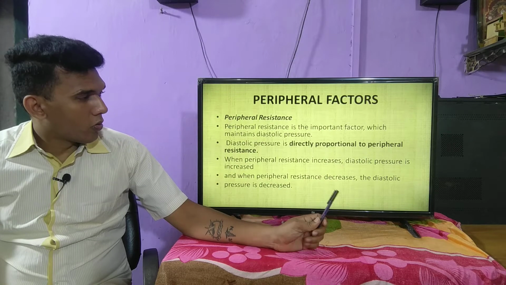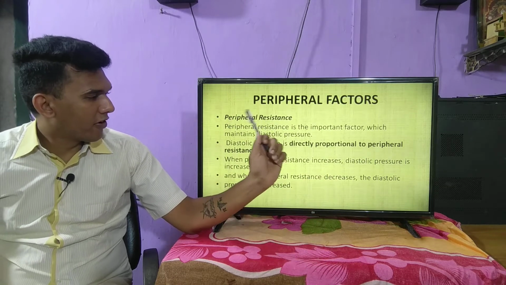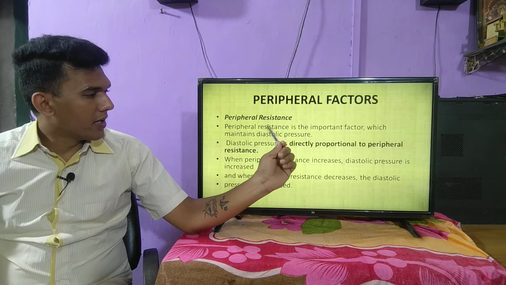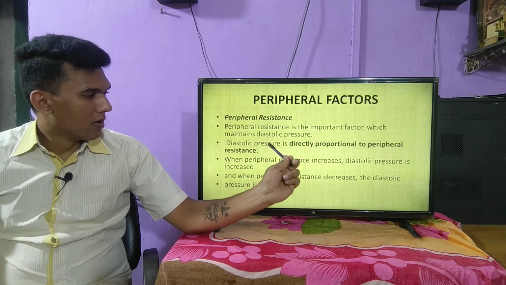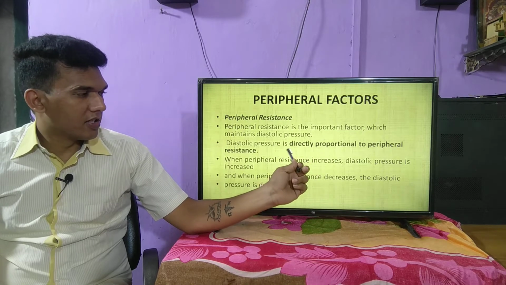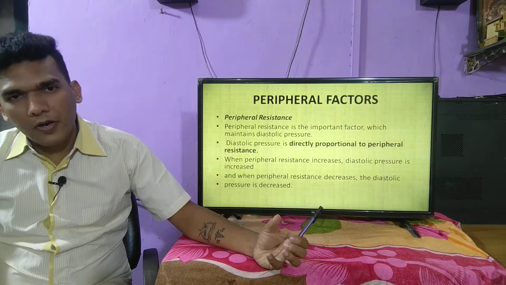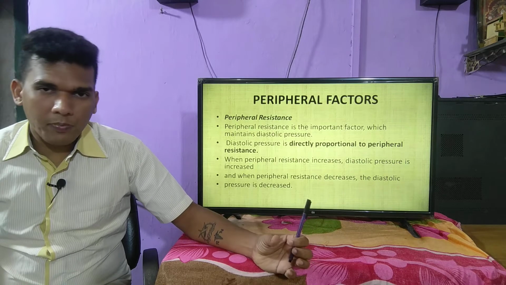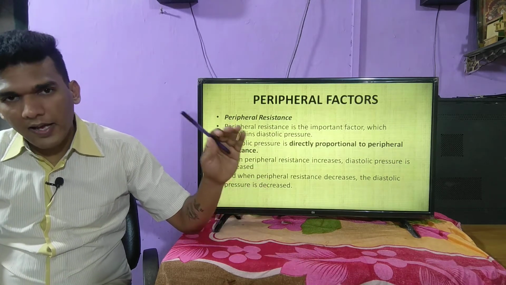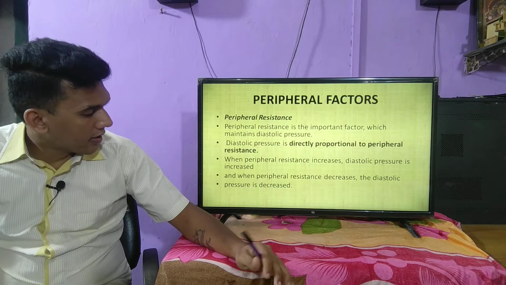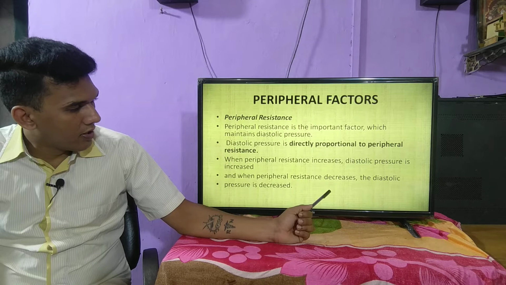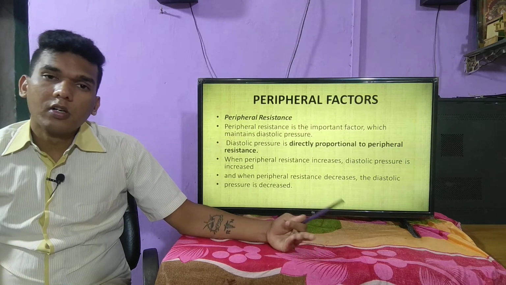Okay. So what are the peripheral factors? Those are peripheral resistance. Peripheral resistance is an important factor which maintains the diastolic pressure. Diastolic pressure is directly proportional to the peripheral resistance. Means as you increase the peripheral resistance, the diastolic pressure will also increase, and as you decrease the peripheral resistance, the diastolic pressure will also decrease. So when peripheral resistance increases, diastolic pressure is increased, and when it decreases, diastolic pressure is decreased.